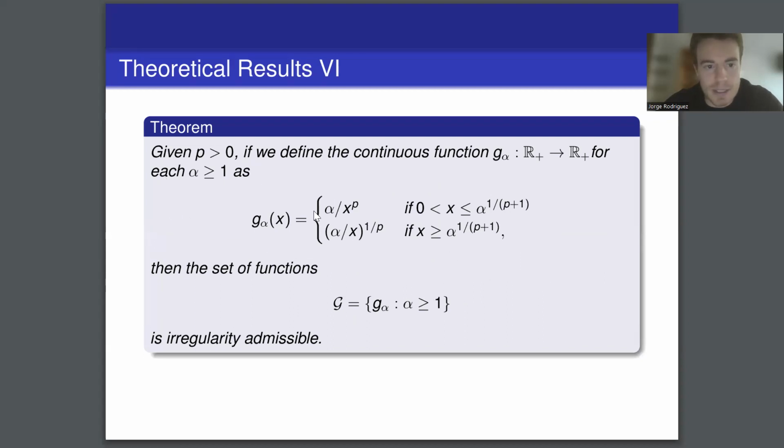Again, continuing with this type of theorems, given some p strictly bigger than 0, if we define the continuous function g of alpha for each alpha bigger or equal than 1 as the following function: alpha over x to the power of p if x is strictly bigger than 0 and smaller or equal than alpha to the power of 1 over p plus 1, and alpha over x to the power of 1 over p if x is bigger than this number here. Then the set of functions g is irregularity admissible.